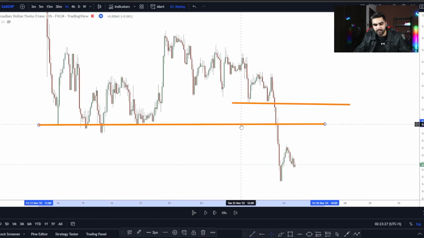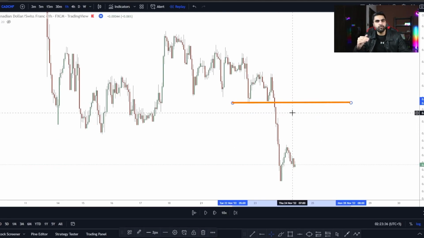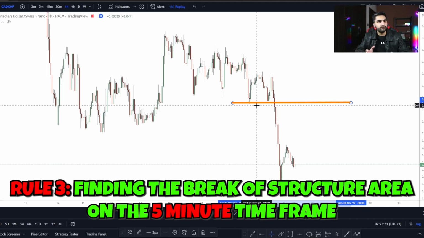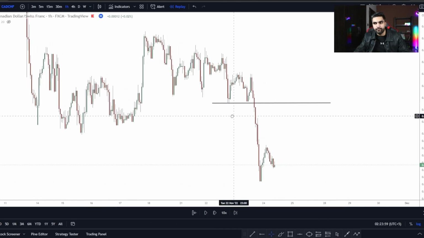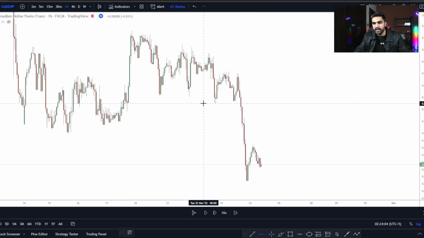So we're going to be considering this support level, and we need to see how the market makes a pullback to this level. If the market makes a pullback with highs and lows on the 15-minute time frame and we get a rejection right at this area, then we will move down to the third rule, which is finding the break of structure area on the 5-minute time frame. So we have identified our first step. We're just going to put a line here and we need to see how the market will make a move to this level. Will there be a rejection or not? And then we will be taking the trade.